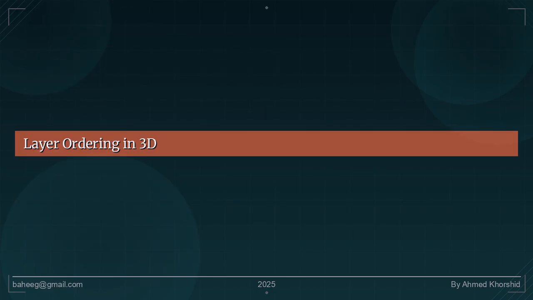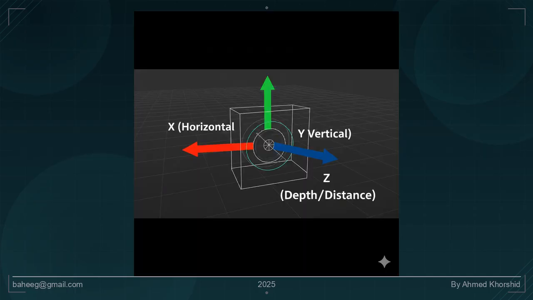Layer ordering in 3D. Figure: close-up diagram of the 3D axis gizmo on a selected layer in the composition viewer. Label the red arrow X, horizontal, the green arrow Y, vertical, and the blue arrow Z, depth distance. Show a semi-transparent grid in the background to represent 3D space perspective.